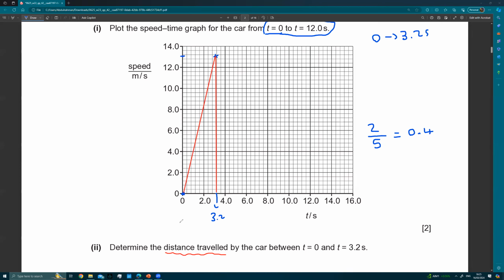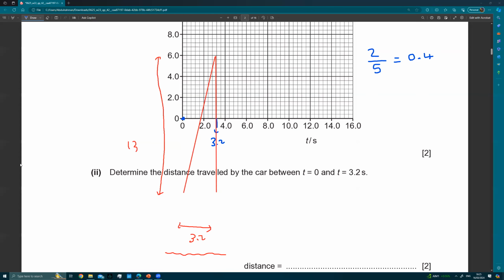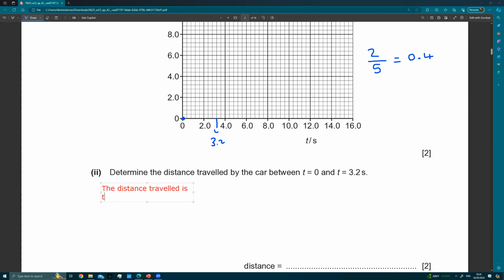Well, here we have a triangle. And the area of a triangle is the base, where the base is 3.2, multiplied by the height, where the height is 13, divided by 2, right? So what we're going to write here as we're working out is the distance traveled, the area under the graph, which is a triangle. So area of a triangle is base times height divided by 2.